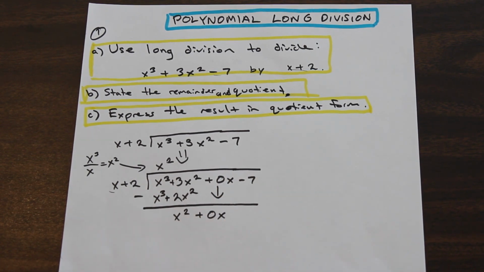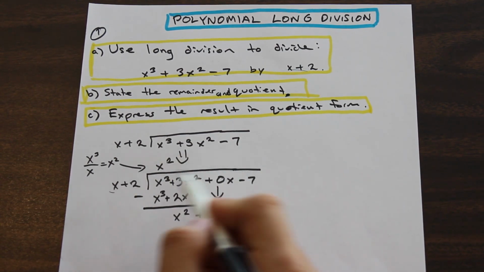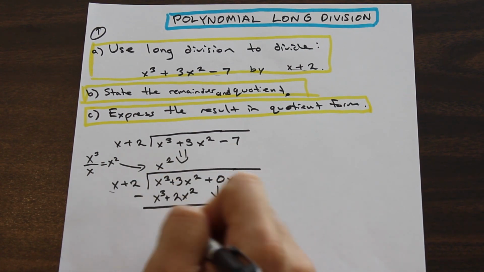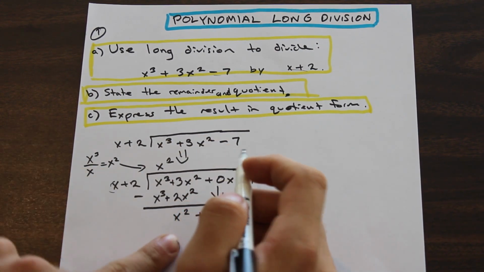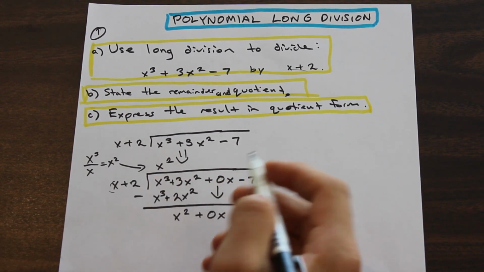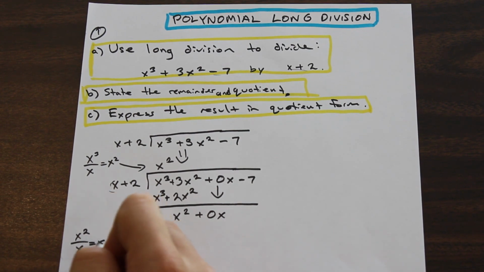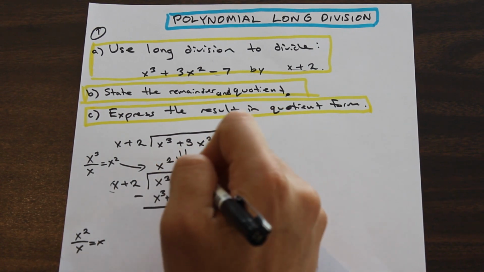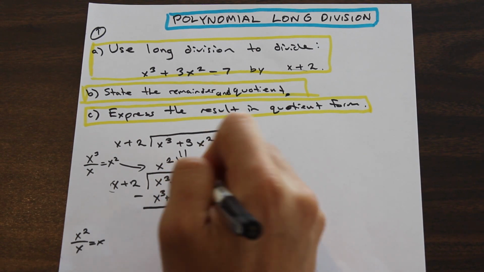So now the next part of the question is that instead of multiplying this into the numerator, we're going to divide this into this term here. So we're just going to divide x squared by x, the highest power of x. I'll write that over here: x squared divided by x is just equal to x. Whatever x squared divided by x is, we put up top, so we write plus x.